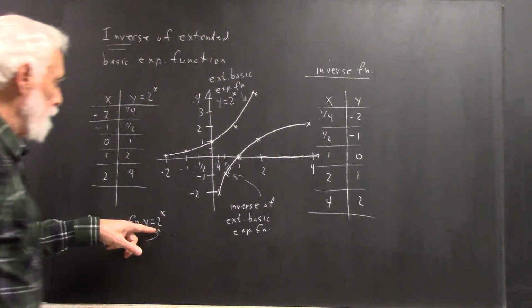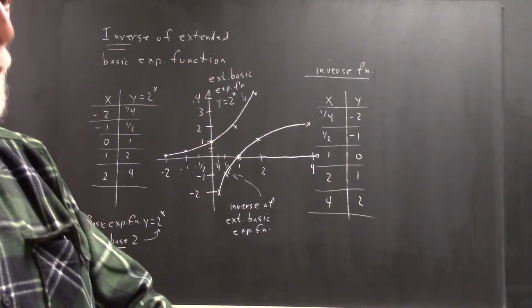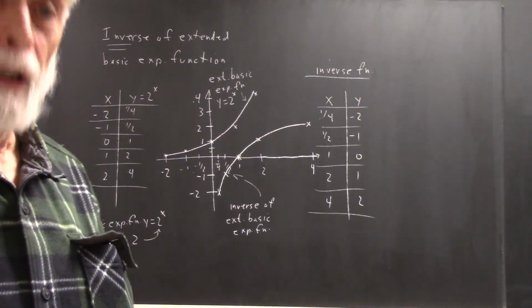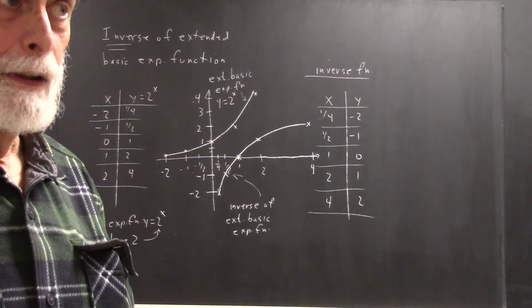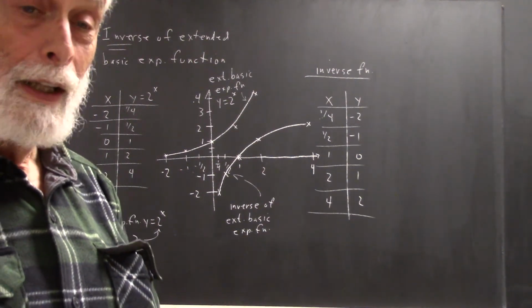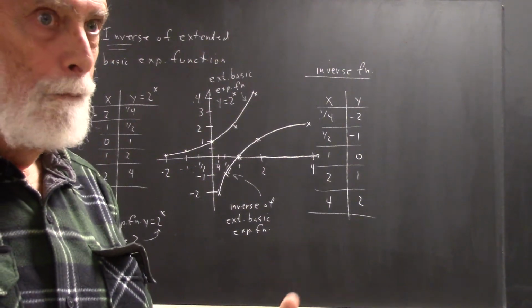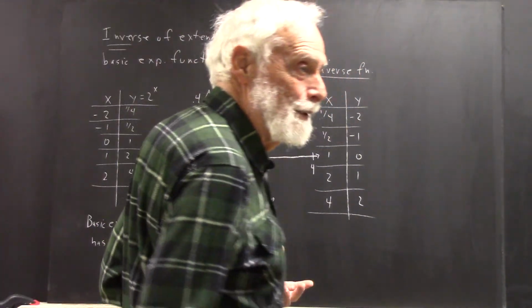The base of the function is a number that we're raising to the x power. We could have the 3 to the x function. What would the base of a 3 to the x function be? Give you a hint now. Base of the 2 to the x function is 2. Base of the 3 to the x function would be 3. Very good.